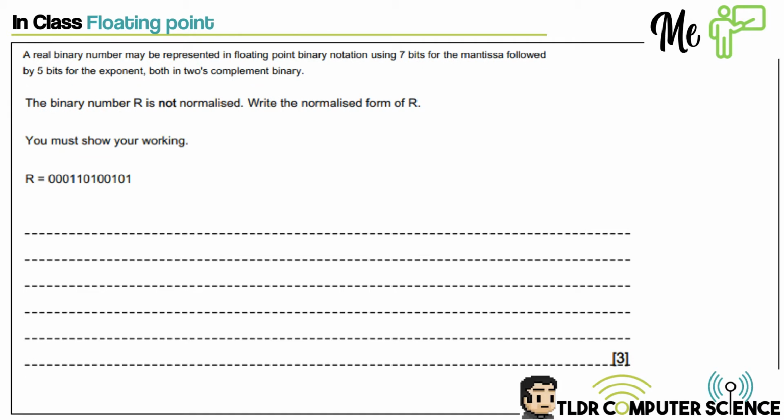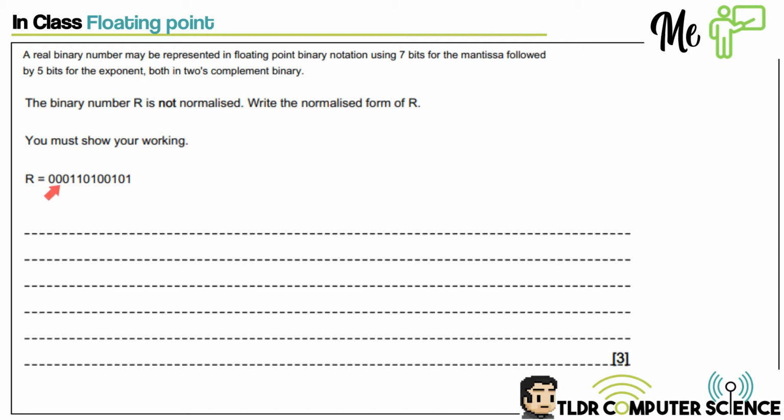Okay, quick look at this question. It's saying a binary number could be using a 7-bit mantissa and a 5-bit exponent again, both in 2's complement, meaning they can be negative as well as positive. The binary R is not normalized. Using the knowledge we've just talked about, how can we tell this is not normalized? It's not 0.1 something. There we go.